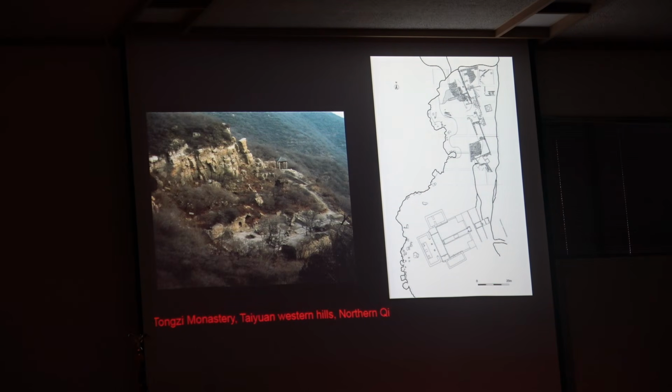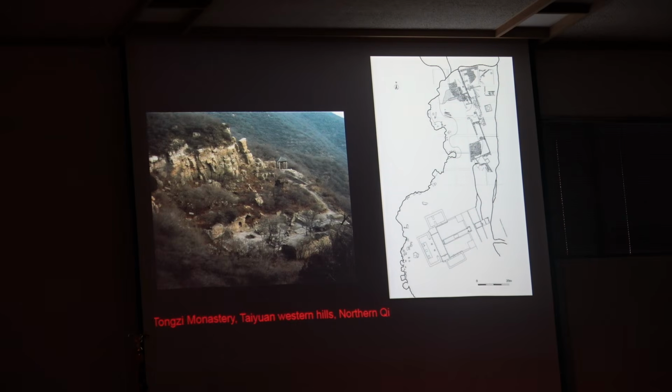In the western hills of the city of Taiyuan, capital of Shanxi province today, north-central China, this monastery called the Tongzi Monastery has a date because of additional evidence from excavated material or Buddhist statuary and its location, Northern Qi, 550 to 577. So now I'm giving you a clear progression and a roughly unilinear movement.